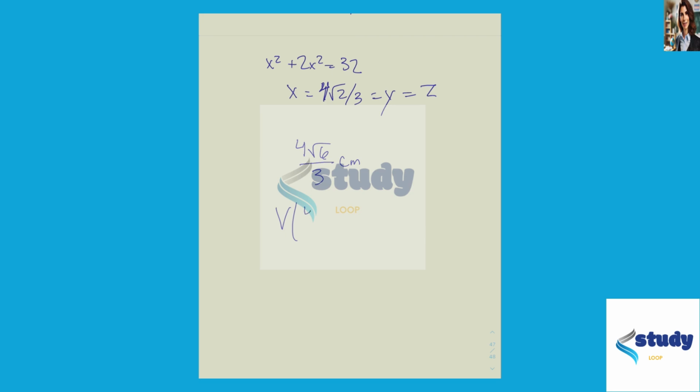So now all we have to do is find z. When we plug in our previous values of x and y, we get that this is the same thing for z as well. So it's 4 root 6 over 3 centimeters. So when we look for our volume, it is 4 root 6 over 3 times 4 root 6 over 3 times 4 root 6 over 3, and that's going to end up giving us 128 root 6 over 9 centimeters cubed.